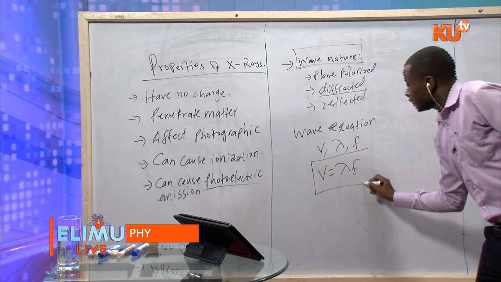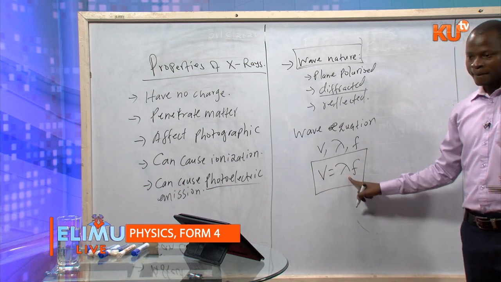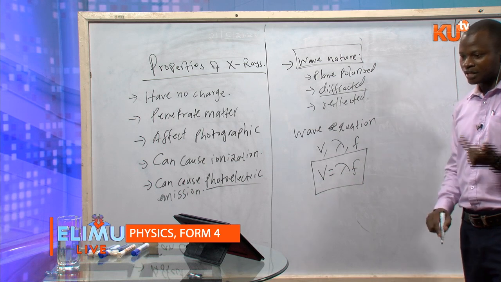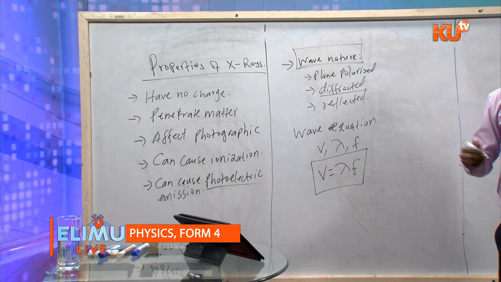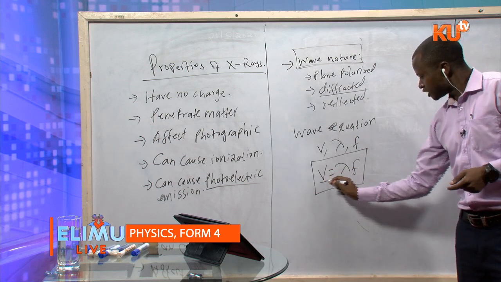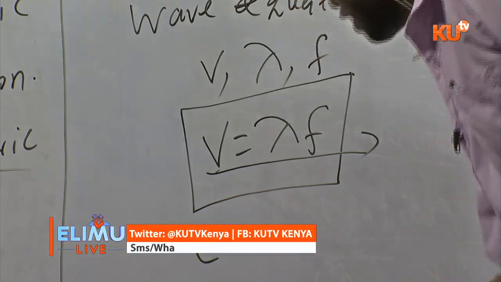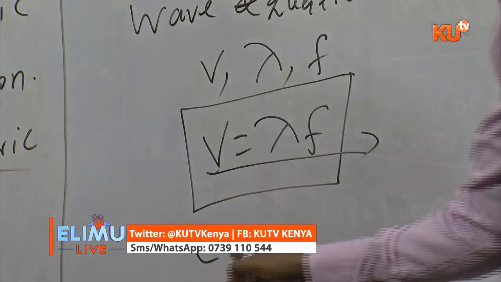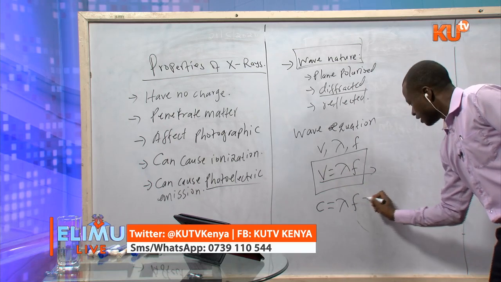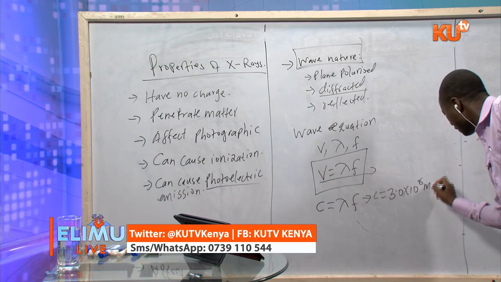So our X-rays will also have, we will use this equation later. However, the next property tells us that they travel in a straight line with the speed of light. That means, as we shall see, where there is velocity, we put the speed of light, which is usually denoted by c. So we shall see later that their velocity c is given by their wavelength times what? Their frequency. And c is usually 3.0 times 10 power 8 meters per second.